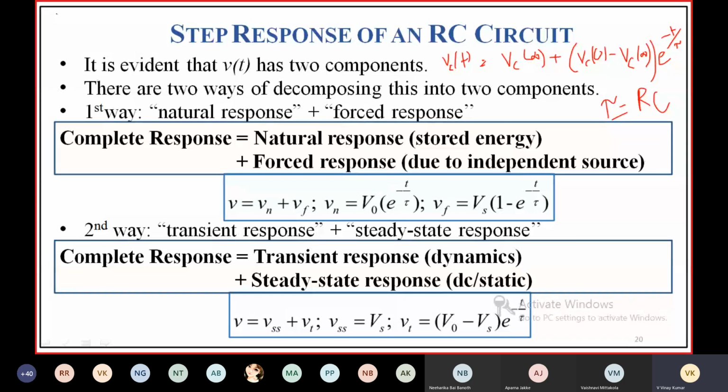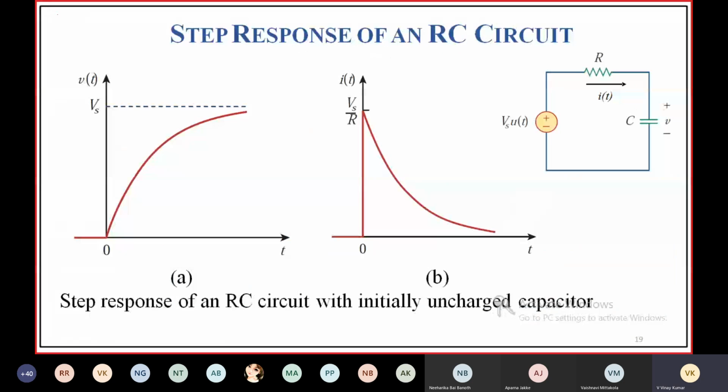Finally we have an expression like this. With zero initial condition, Vc of t is equal to Vs into 1 minus e power minus t by RC. With zero initial condition, initially the capacitor is uncharged. Initially there is no charge in the capacitor, so the initial value is 0. So we got the final expression like this.